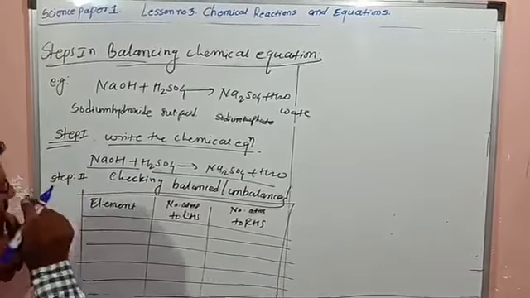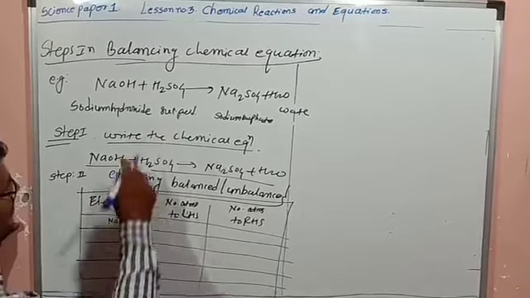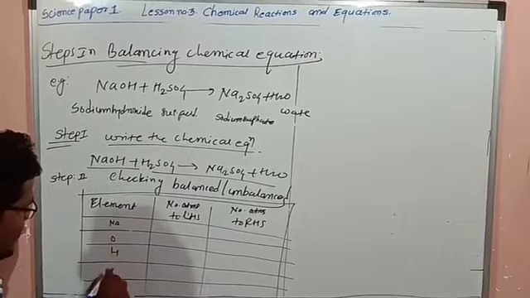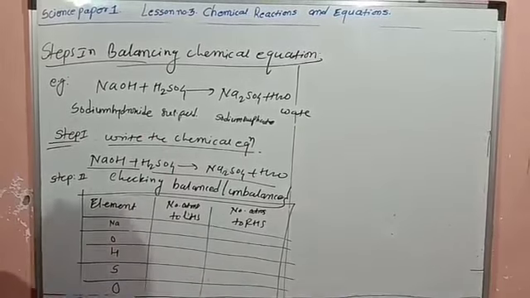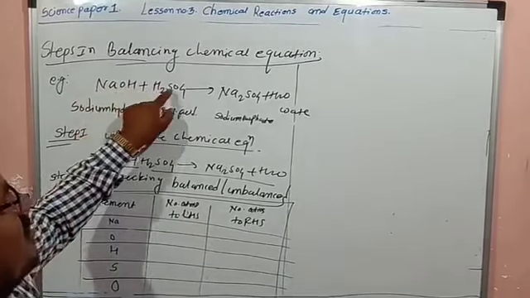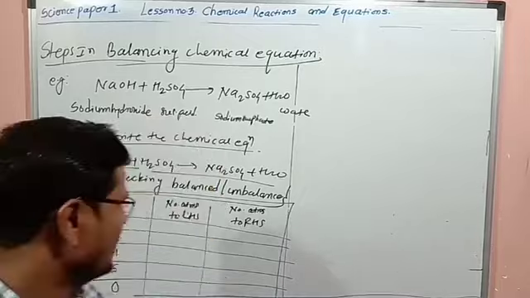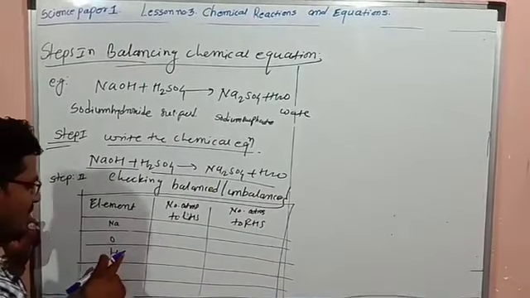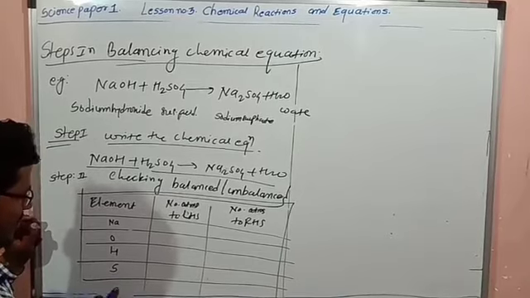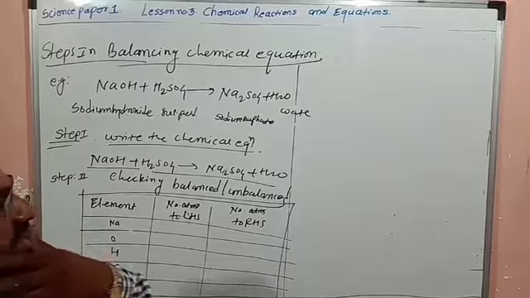So which atoms are there? First one is sodium, second one is oxygen, then hydrogen, then sulfur, and then oxygen. How many atoms are there? 1, 2, 3, 4, 5 atoms are there. So sodium, oxygen, hydrogen, sulfur. Okay, 4 elements are there.